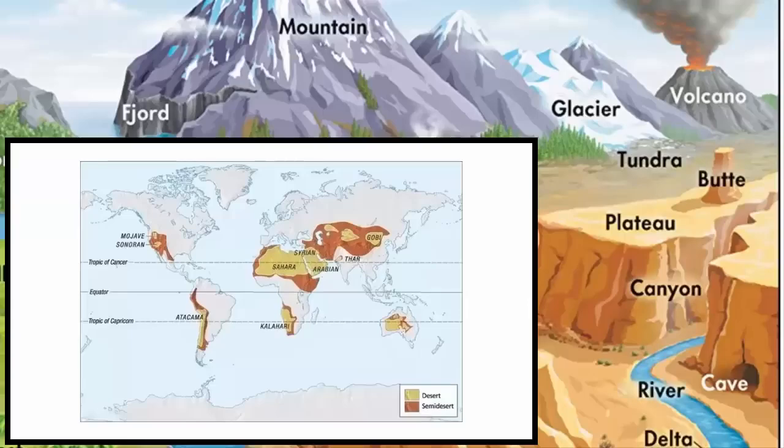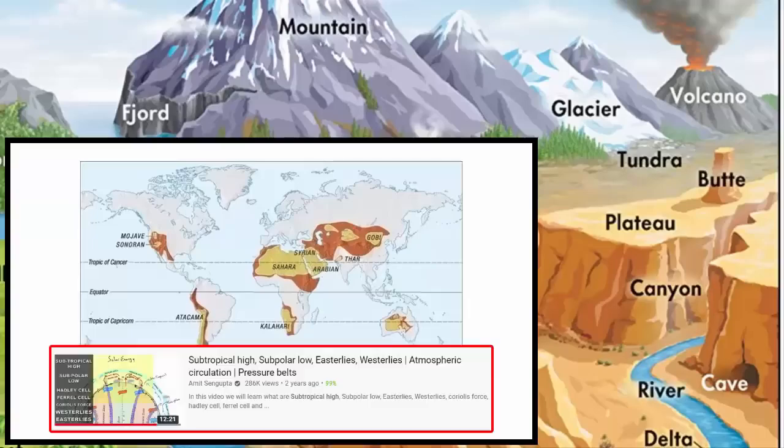Basically, a subtropical region is a high pressure zone. If you want to know why it is, then please watch this video. In it I have explained why the subtropical region has high pressure. The link to this video will be there in the description.